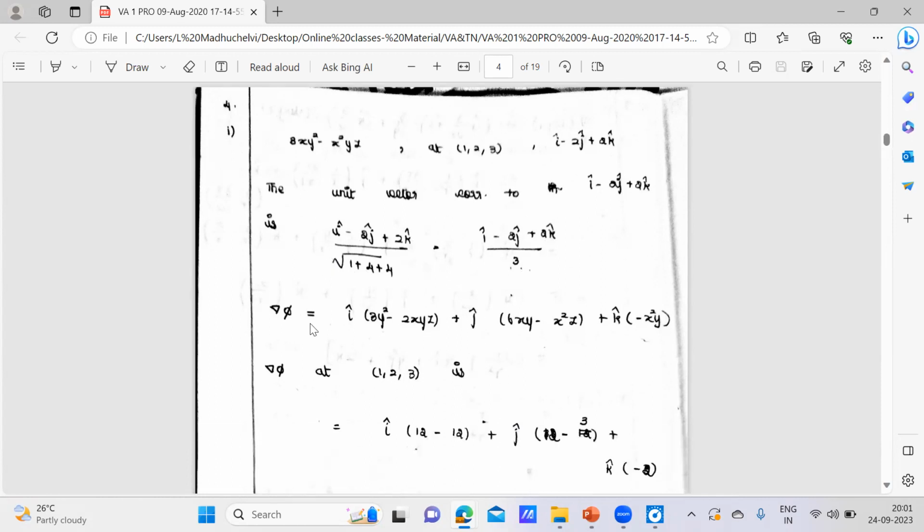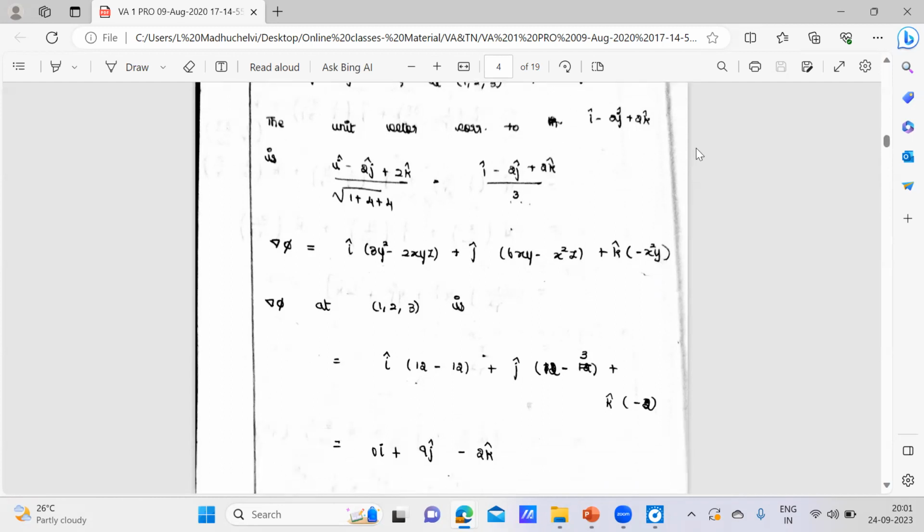So del phi equal to, we have the formula, del phi is i ∂phi/∂x plus j ∂phi/∂y plus k ∂phi/∂z. So i times ∂phi/∂x, which is 3y squared minus 2xyz, plus j times ∂phi/∂y, which is 6xy minus x squared z, plus k times ∂phi/∂z, which is minus x squared y.